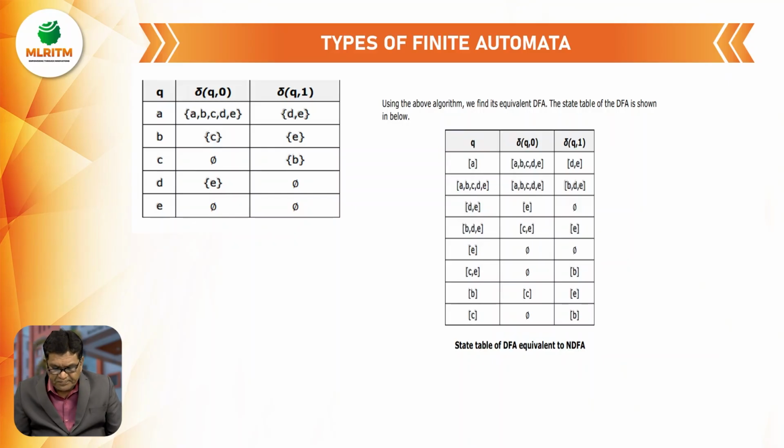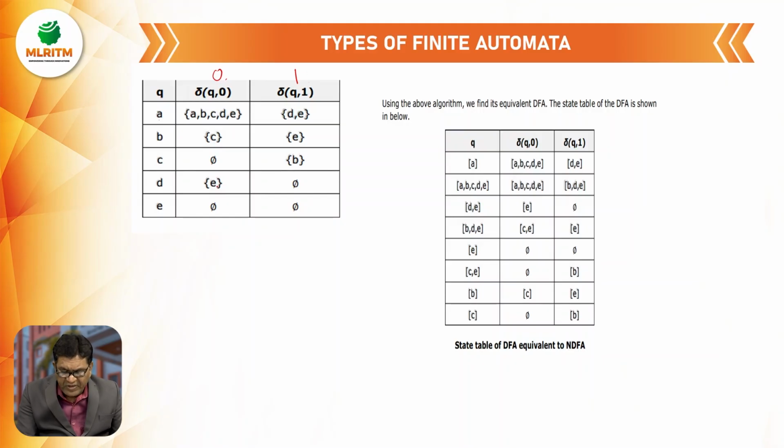See that, as I previously explained, it is a 0 and it is a 1. So the current state A with 0 goes to A, B, C, D, E. It goes to multiple paths. It generates multiple paths. A with 1, D. B, C. B with 0, C. B with 1, E. C with 0, phi. C with 1, B.